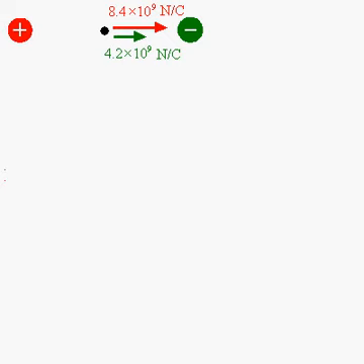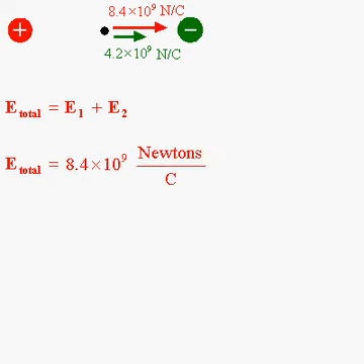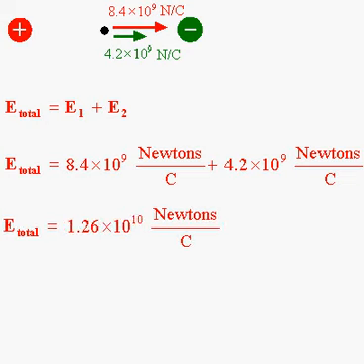They're both pointed to the right, so we'll call them both positive. So the total electric field is simply E1 plus E2. E1 is 8.4 times 10 to the 9th newtons per coulomb. E2 is 4.2 times 10 to the 9th newtons per coulomb. They're both positive, so we just add them together. So the total electric field is 1.26 times 10 to the 10th newtons per coulomb.